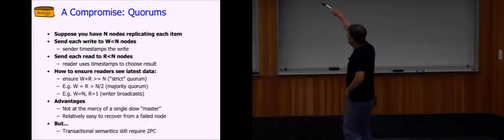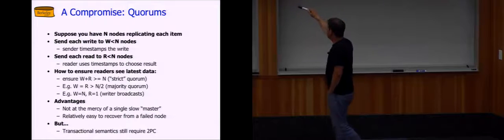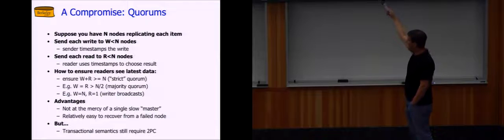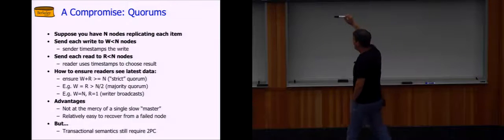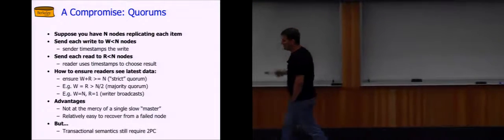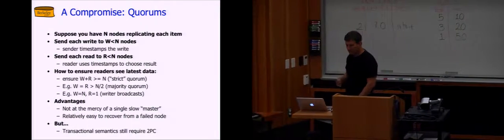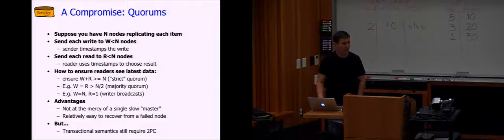So the advantage is you're not at the mercy of a single master that could be slow. It's relatively easy to recover from a failed node because there are lots of copies of every write. It does give you updates. If you want transactions, you still need two-phase commit and two-phase locking and stuff like that. But it's pretty good. Okay? So quorums are a nice way to bridge the gap between single master and multi-master.